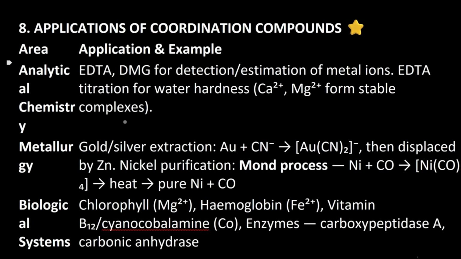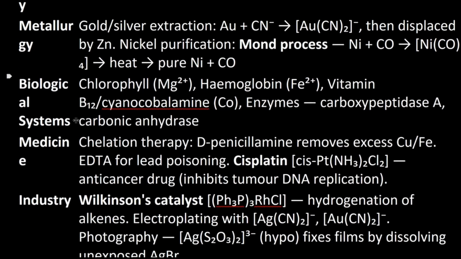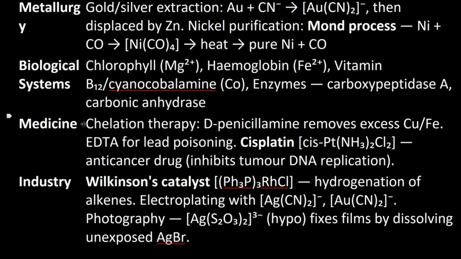And applications of coordination compounds. In analytical chemistry, EDTA and DMG are used for the detection and estimation of metal ions. DMG is particularly for nickel, and EDTA forms a cage, a hexadentate cage. It's not easy to escape. So that is for EDTA titration for water hardness, calcium and magnesium ions. In metallurgical purposes, we have gold extraction, silver extraction and all.